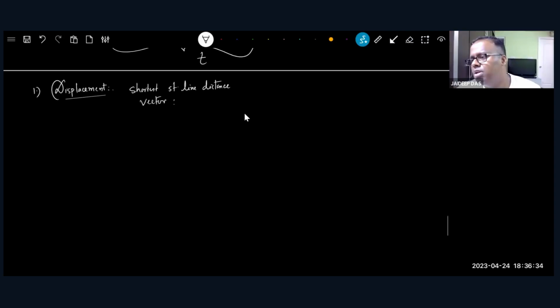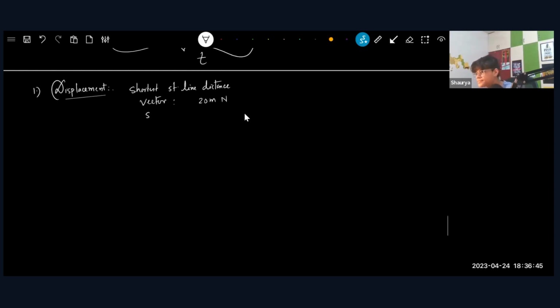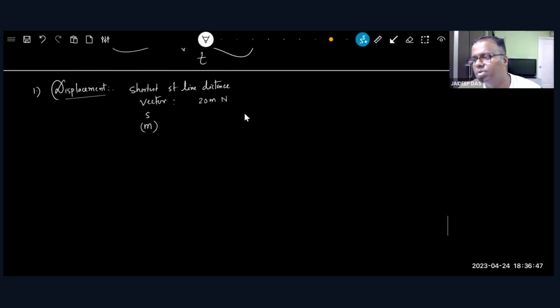So give an example: displacement can be 20 meters north. Then what else can you say? Denoted by S. SI unit is meters. Anything else about displacement? Nothing else? I don't think anything else is there. Right? Let's come to the next topic.